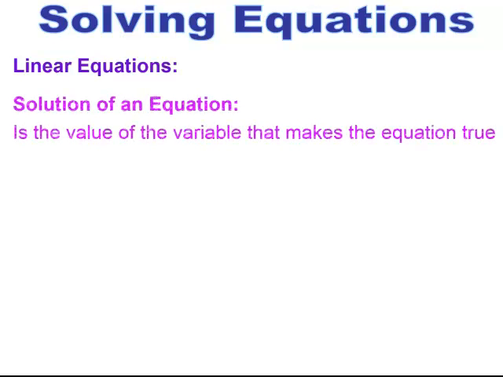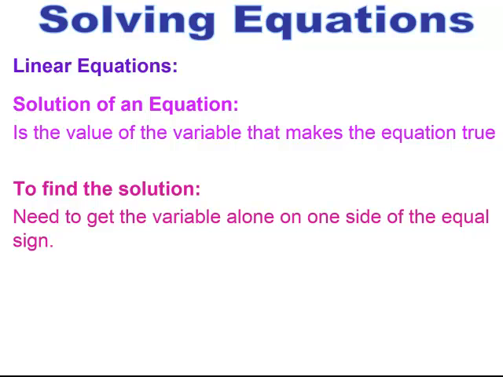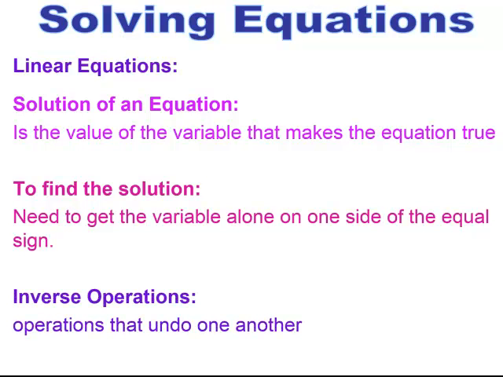Linear equations. The solution of an equation is the value of the variable that makes the equation true. To find that solution, you need to get the variable alone on one side of the equal sign. The inverse operations are operations that undo one another. So to get the variable on one side of the equal sign, we will have to use the inverse operations.